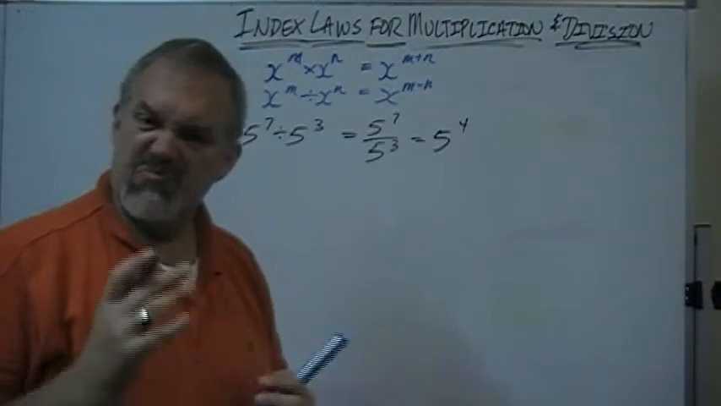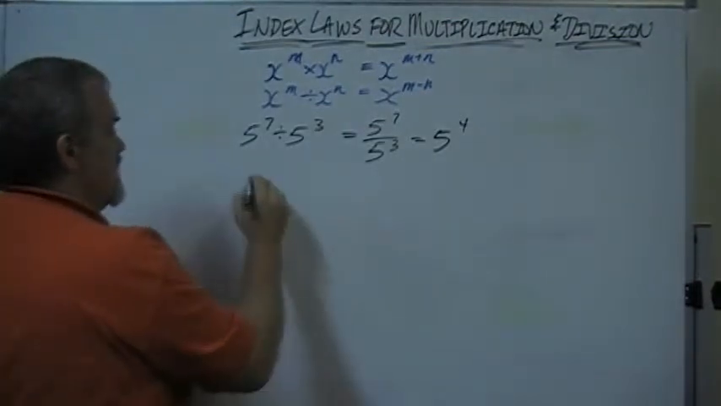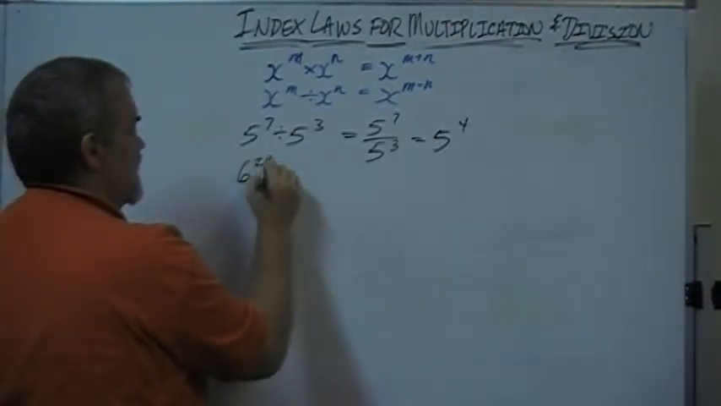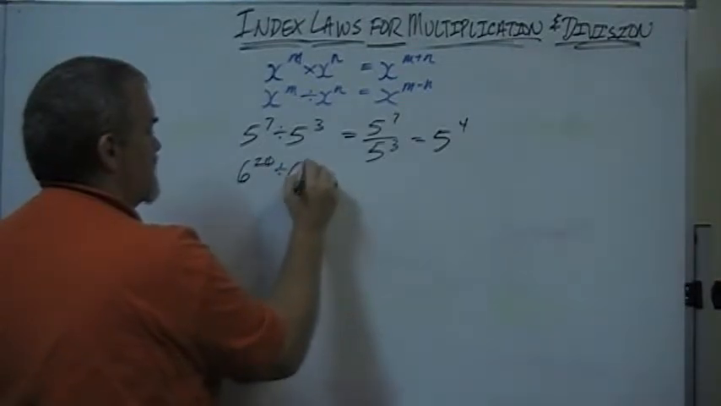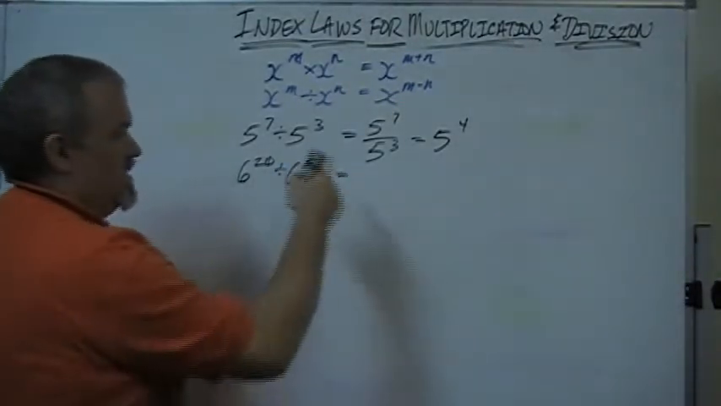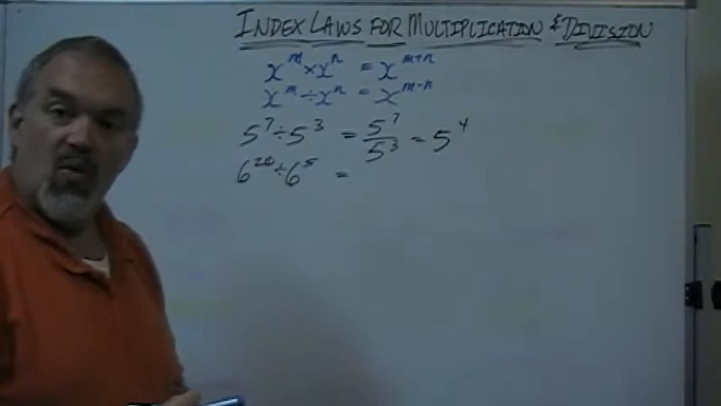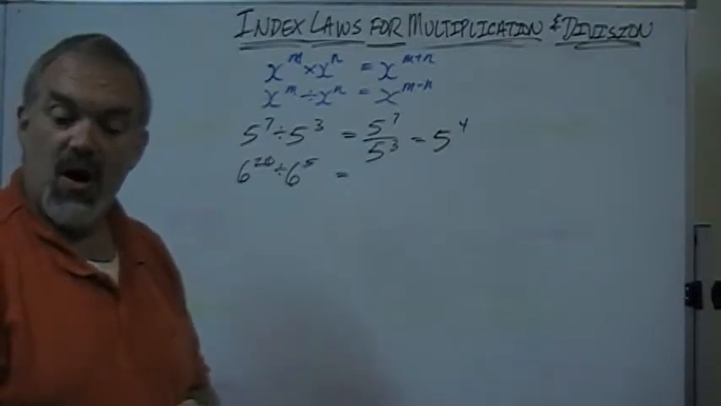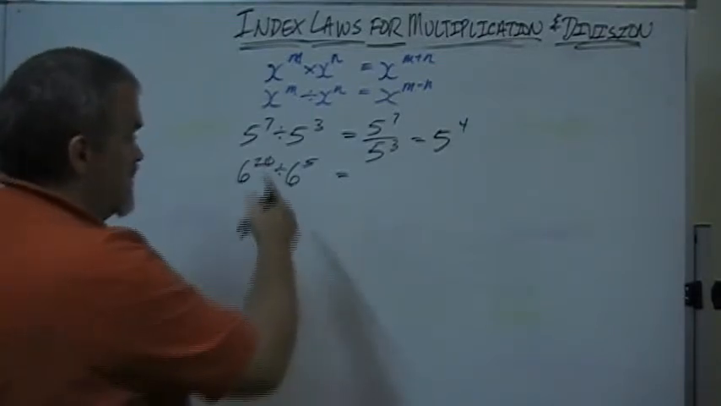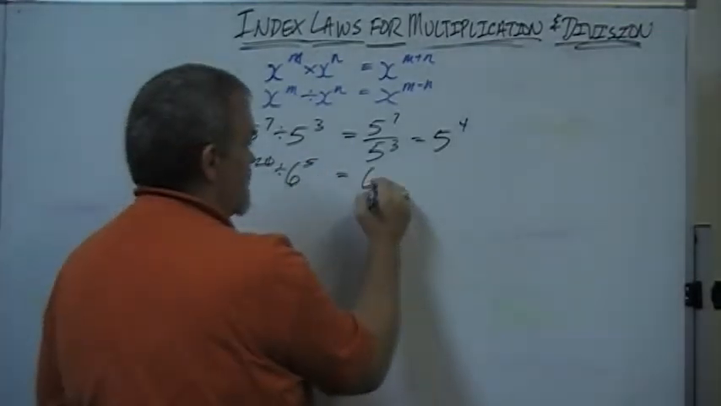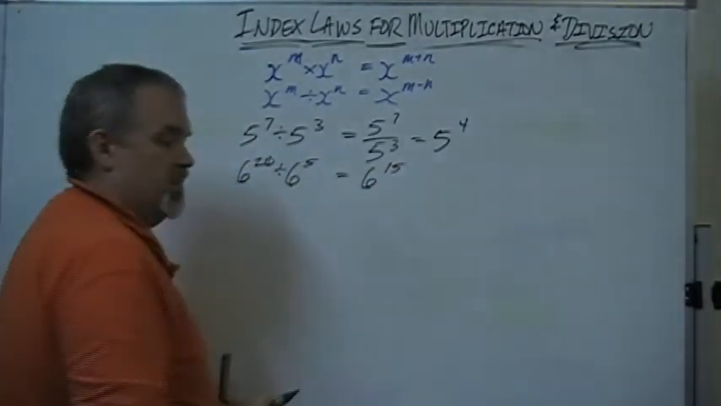Let's try one slightly more difficult. How about this? 6 to the 20th divided by 6 to the 5th. This time I'm not going to write it as a fraction. What do we have to do with the exponents? All we have to do is subtract them. 20 take away 5 is 15, so we get 6 to the 15th.